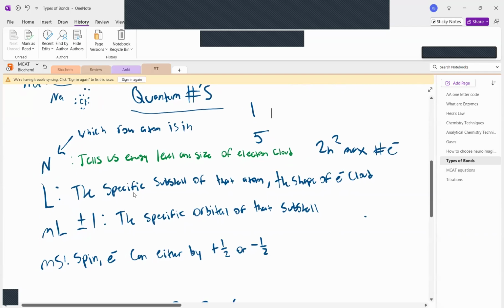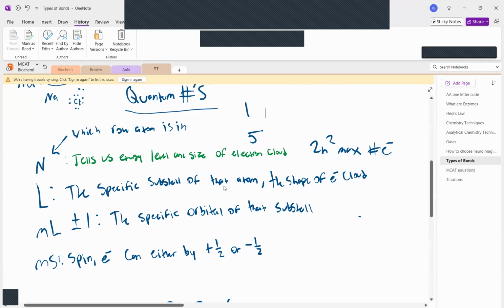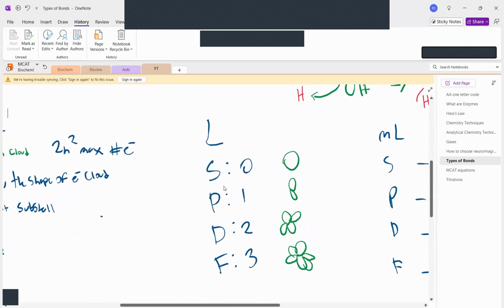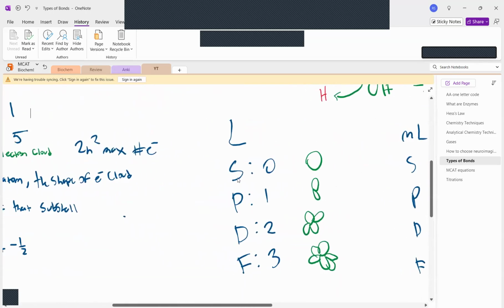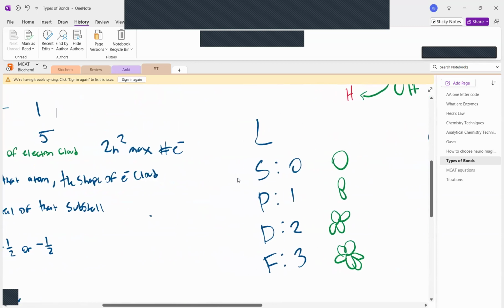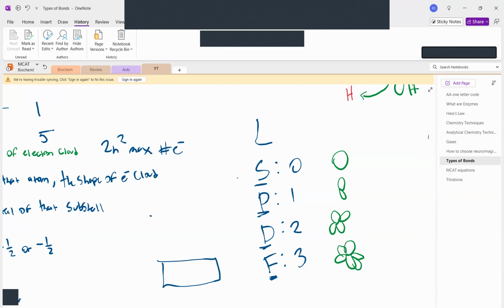And then L, the angular quantum number, is the specific subshell of that atom. So it's the shape of the electron cloud. So I have that over here. When you're looking at a periodic table, you have your S, your P, your D, and your F, which is your actinides and lanthanides down below. They're always kind of the ones that are forgotten about.